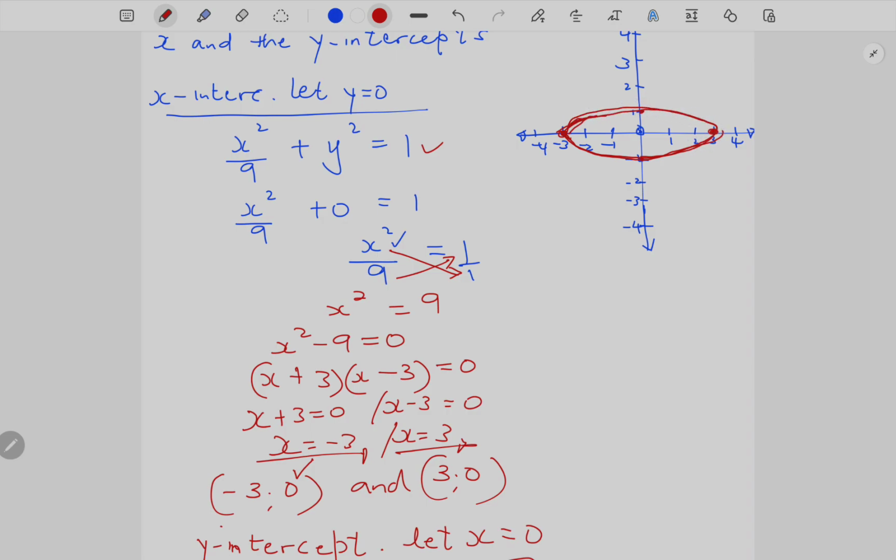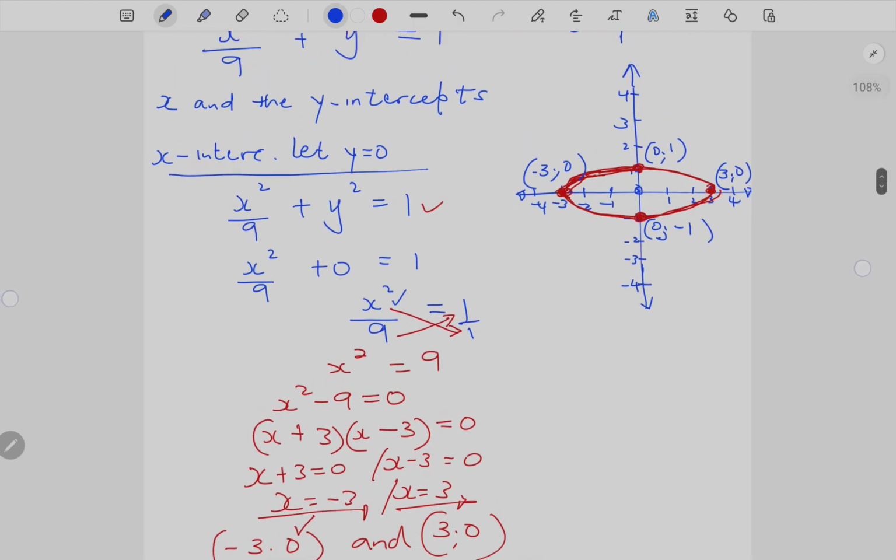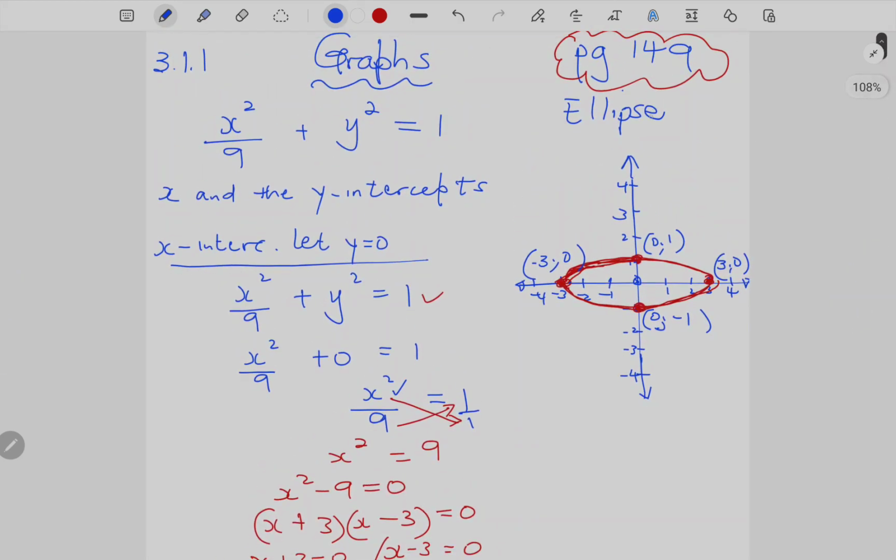If the question says you must also show the labels, I don't want to use an eraser, because if I use an eraser, it's going to erase everything. So now label clearly: x here is 0, y is equal to 1. x here is 3, y is equal to 0. x here is 0, y is equal to negative 1. And x here is negative 3, y is equal to 0. And the name of this graph, we call it ellipse.